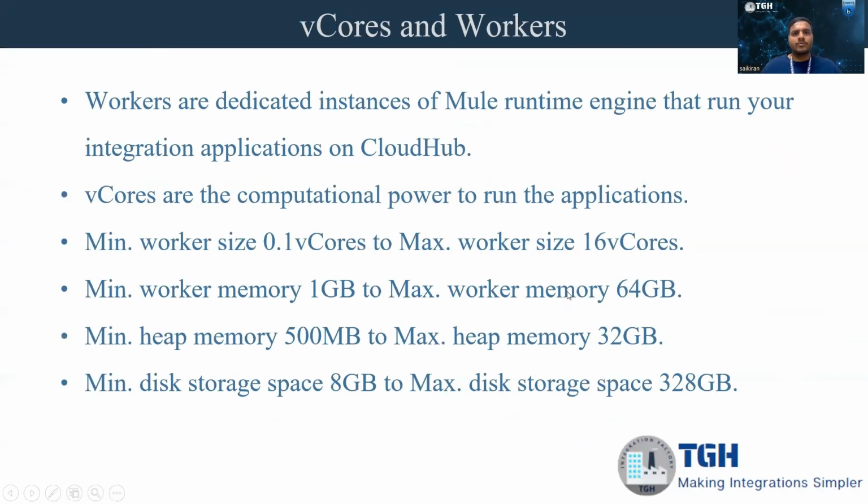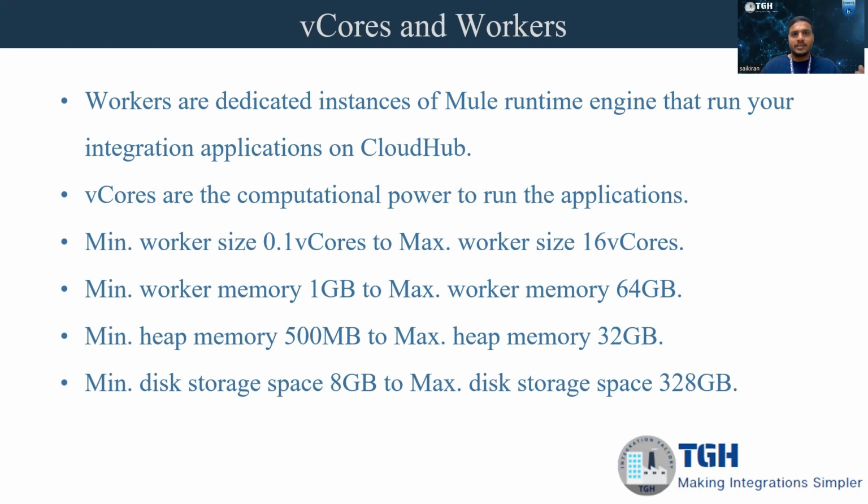Coming to vCores and workers, a vCore is the computational power to execute a Mule application. vCore sizes range from 0.1 vCore to a maximum of 16 vCores. A worker is an instance of a vCore, so if we have multiple workers, we are using multiple vCores separately. Worker memory ranges from 1 GB to a maximum of 64 GB, with heap memory of 500 MB to 32 GB, and disk storage space of 8 GB to a maximum of 328 GB.